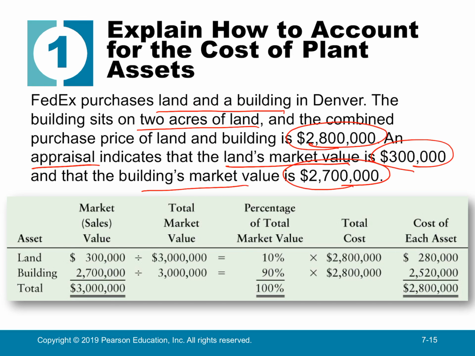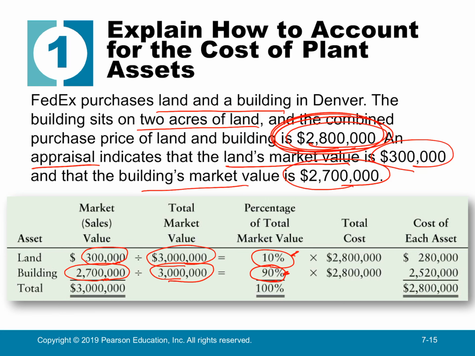We do not put $3 million in our books, right? We don't use these numbers because we have to do historical cost. But what we can do is use the relative value. So the land is $300,000 of the appraised value of $3 million, or 10% of the market value. The building was appraised at 2.7 of the 3 million total appraisal, so the relative value is 90%.